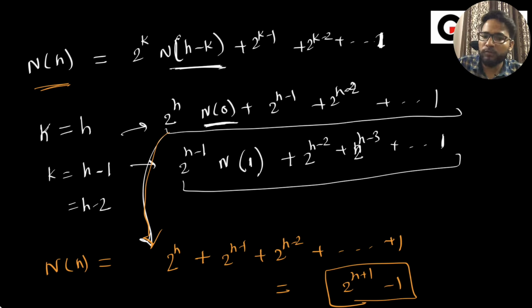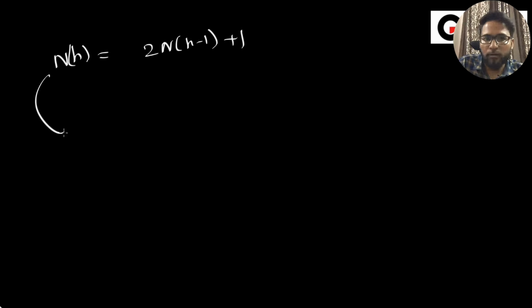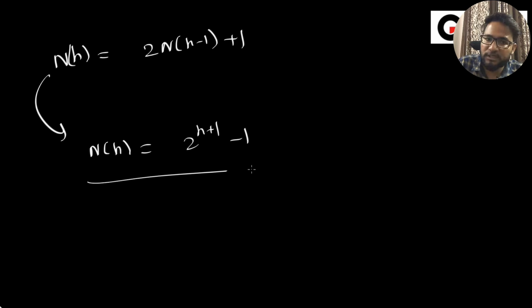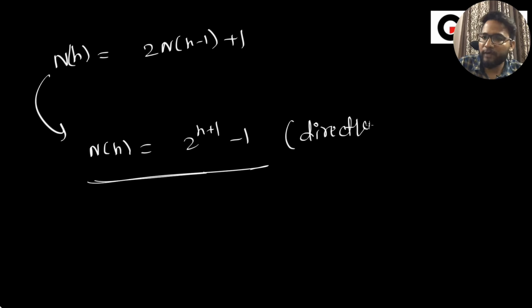So from both of these I am getting nh as 2 power h plus 1 minus 1, right? I hope you got it. Basically there is just one formula, which is nh equal to 2 into nh minus 1 plus 1. And if you solve this, then also we got nh equal to 2 power h plus 1 minus 1, and we also got this thing directly. You can prefer either, there is no problem.